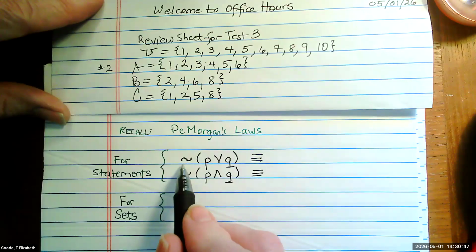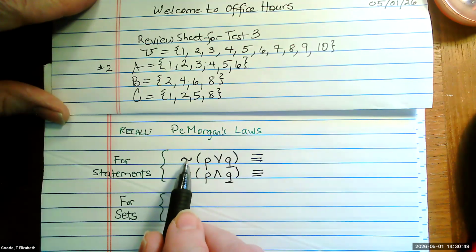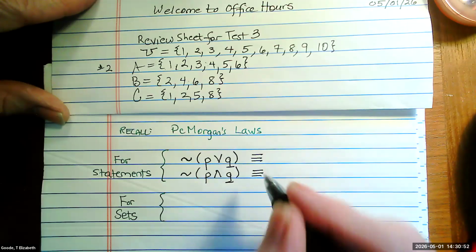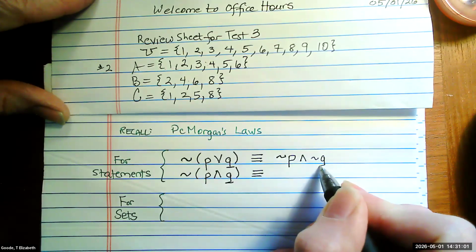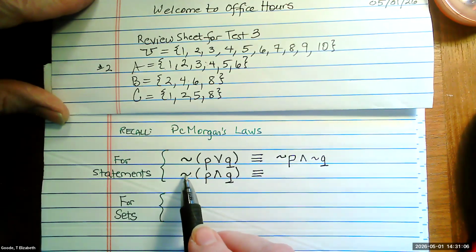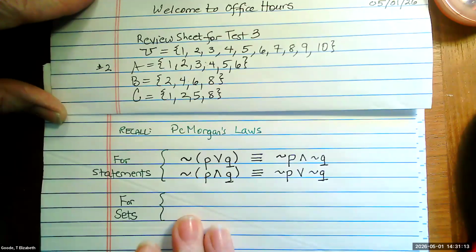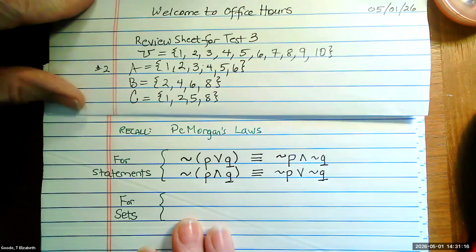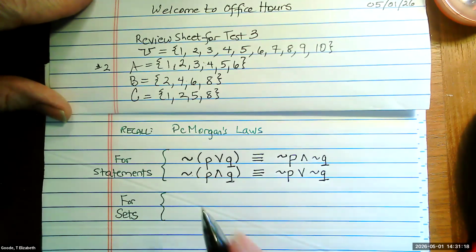Do you remember what the De Morgan's law is that tells us how to distribute the not across the or operator? What do we get? I want to say it was not P and not Q. That's exactly right. Very, very good. And what about the other De Morgan's law that tells us how to distribute the not across the and? Not P or not Q. Exactly. So it turns out we have corresponding De Morgan's laws in set land.